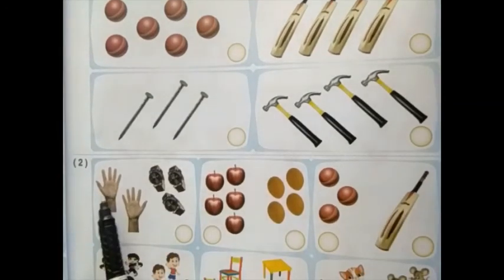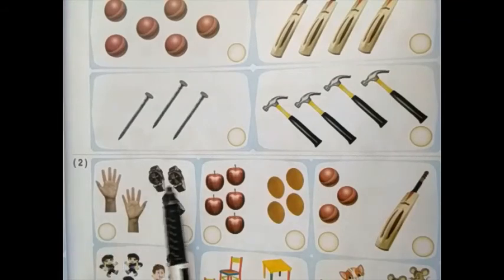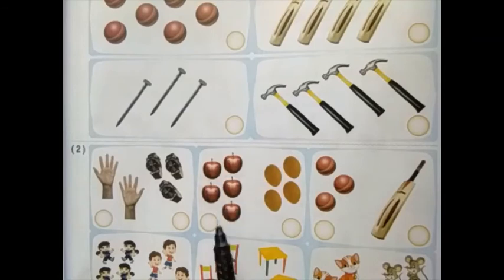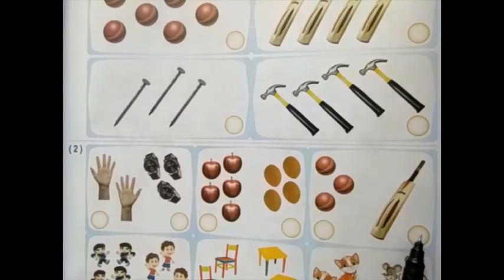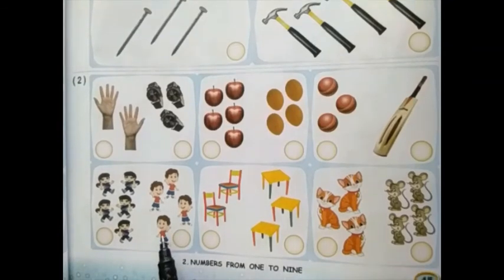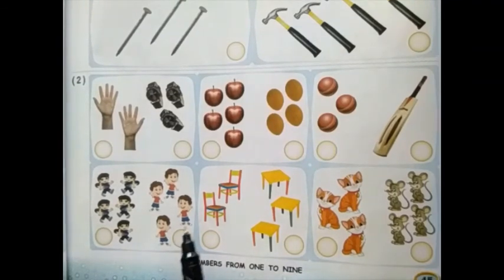Here it is 2 hands and wrong mark and 3 watches. So it is the right mark. Here 5 apples. So you put right mark, and 4 chickoos, put wrong mark. 3 balls, put right mark. 1 bat and put a wrong mark. Here is 5 girls, put right mark. For 4 girls, put wrong mark.